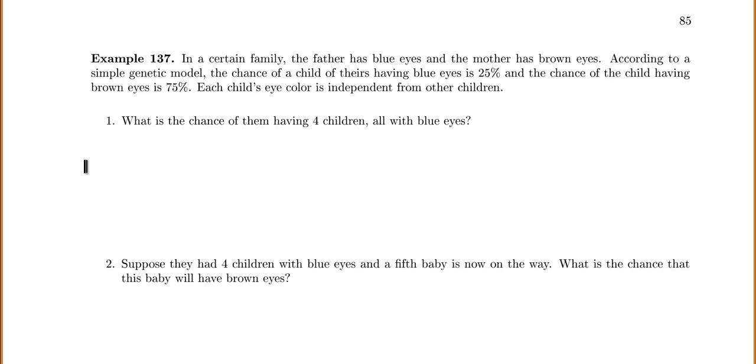In our next example, we have a certain family with a father that has blue eyes and the mother has brown eyes. According to a simple genetic model, the chance of a child of theirs having blue eyes is 25%, and the chance of the child having brown eyes is 75%. Now, each child's eye color is independent from the other children, so the first child does not affect the second child, etc. So let's just make ourselves a note. The probability of blue equals 0.25. The probability of brown equals 0.75.